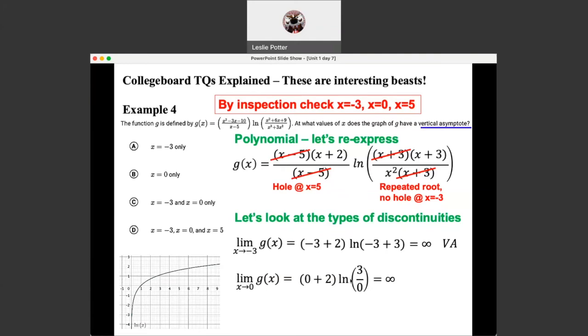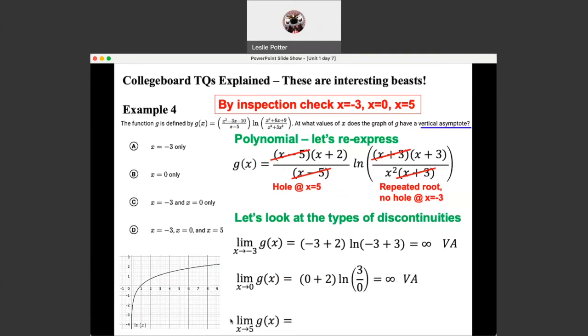So this is 2 times infinity, which is infinity. And again, by definition, if we have a limit that's infinite, then we have a location of a vertical asymptote at this location. So we know that's a vertical asymptote as well.